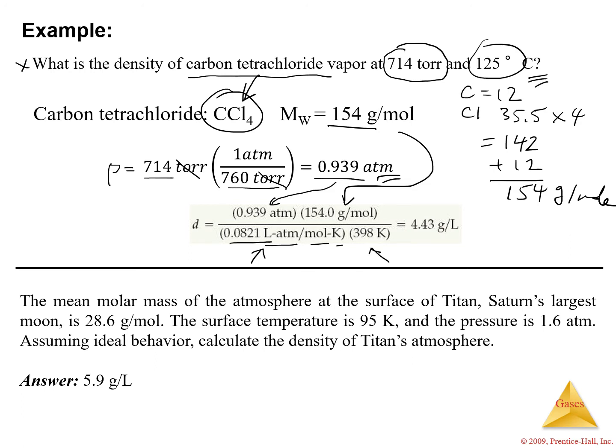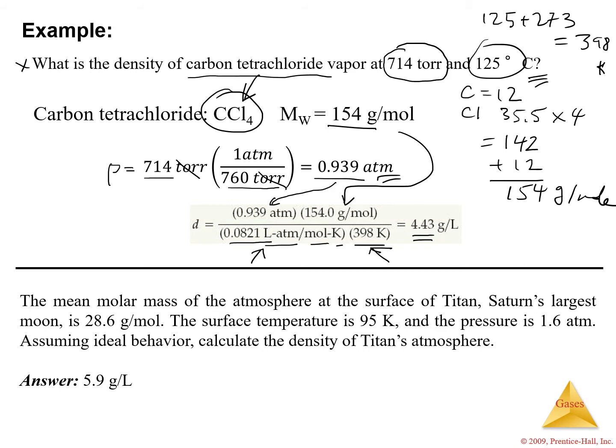125 is in Celsius, so this is the wrong unit to put in any kind of equation, especially the gas law equation. So 125 plus 273 gives me 398 Kelvin. So that's very much the value. The rest is just numerical calculations, which would lead to 4.43 grams per liter.